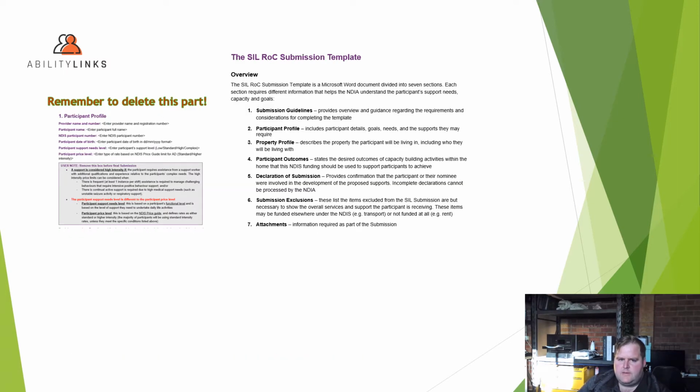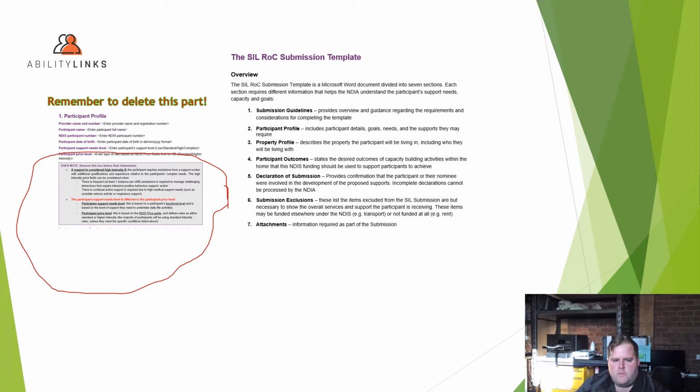So the ROC submission template's divided into 7 sections. First, our submission guidelines, so that's an overview. Then the participant profile, which is worth noting that within that participant profile there's a section just at the start. Always remember to delete this. Many forget to do it. It's easy to miss because it sort of fits in with the surrounding layout of the document. So that's this little part just over here. Be sure to delete that. And don't judge my circle drawing skills.